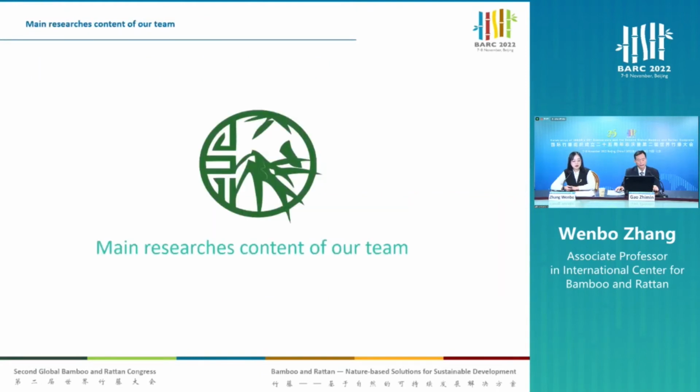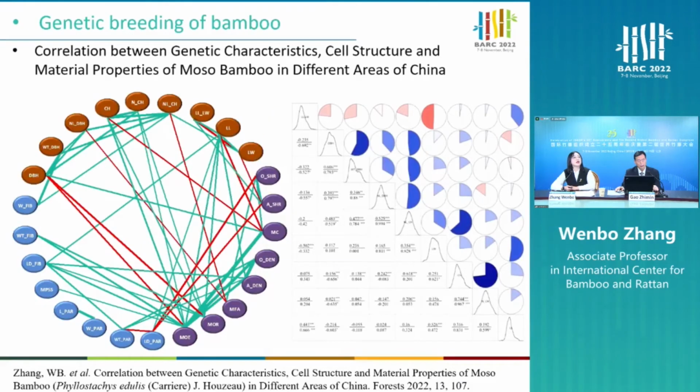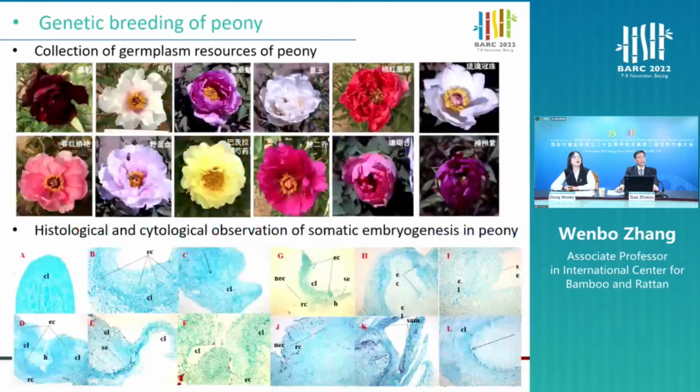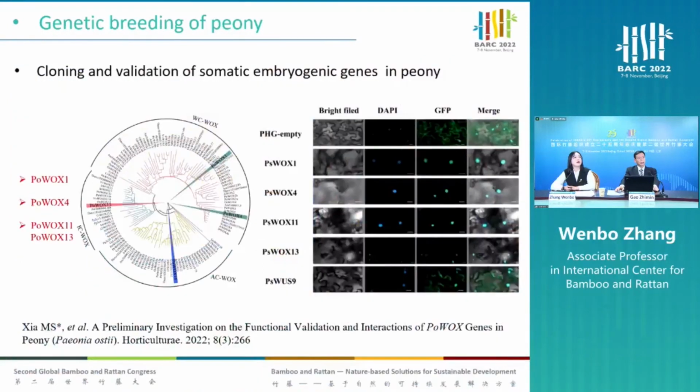Besides the above work, our lab mainly studies the genetics and molecular biology of bamboo and flowers. So this is the genetic breeding of bamboo, the correlation between genetic characteristics, cell structure, and culm shape of moso bamboo in different areas of China. This is the research on peony, including selection of germplasm resources, histological and cytological observation, and cloning and validation of somatic and flowering genes in peony.